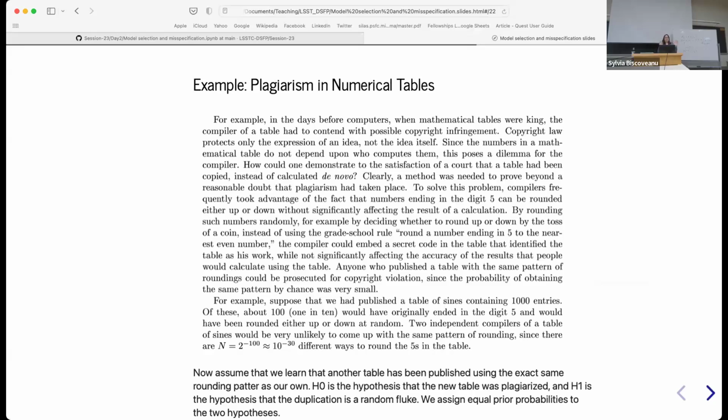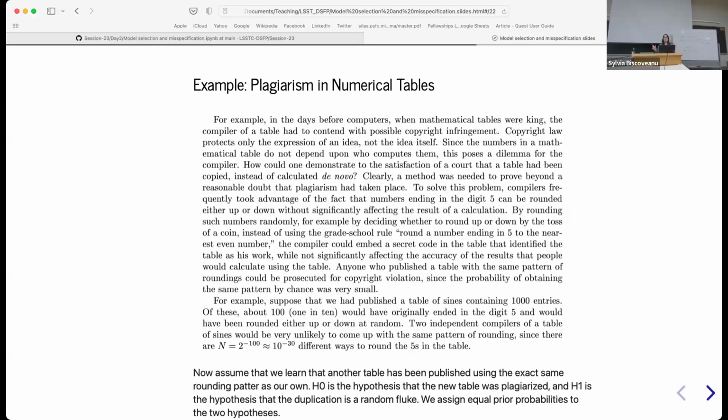So before computers, folks relied on mathematical tables in order to gain access to values of numerical functions like sines or logarithms. However, copyright law only protects the expression of an idea and not the idea itself. So publishers of these tables had to come up with some way to prove that they have recomputed the values in the table themselves rather than copying it directly from an existing table. And so how did they do this?